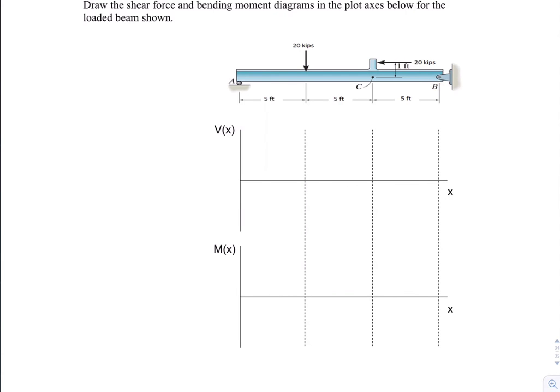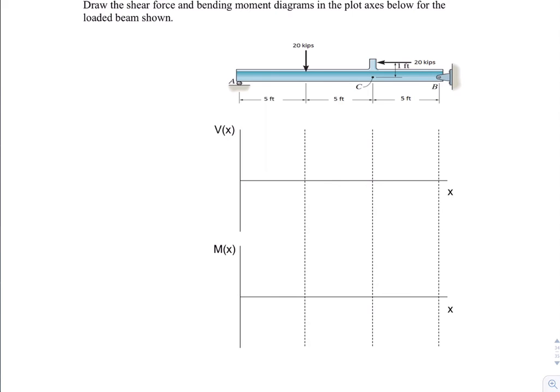For this example, we're looking at a simply supported beam. It has a transverse load of 20 kips acting midway between A and C. At point C, we have an axially directed load, but it's offset here by 1 foot. What we want to do is, knowing that loading on the beam, find the shear force and the bending moment diagrams for that beam?